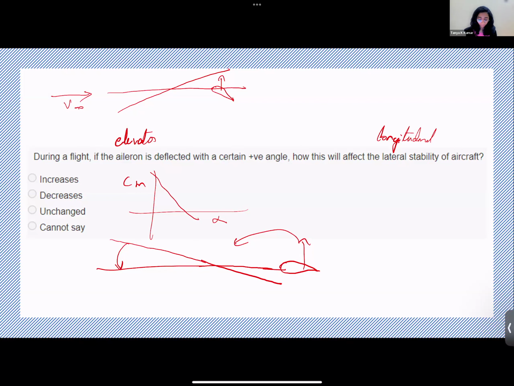So the answer here would be unchanged, right? Deflection of any control surface does not change stability. Please keep that in mind, okay? The only thing that changes stability is the slope of CM alpha. You were right about that. And that comes from where? The location of your tail, okay?